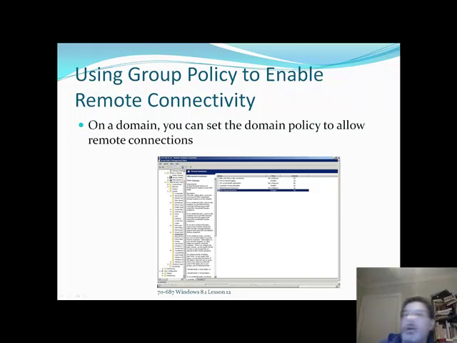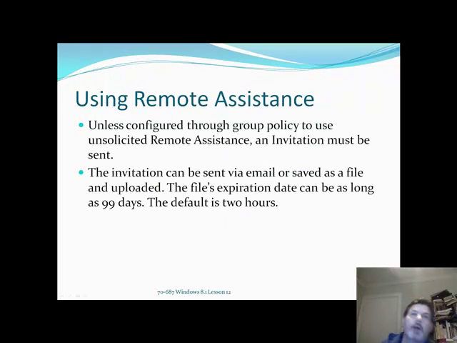You can also set up a local group policy for your machines if you're going to image those machines or whatever. But if you have a domain set up, this is a very easy way to ensure that all of the machines on your network are running the domain policy equivalent of remote connectivity or remote assistance. Alright, so unless it's configured through group policy and you're using the unsolicited remote assistance, then the user is going to have to send an invitation.